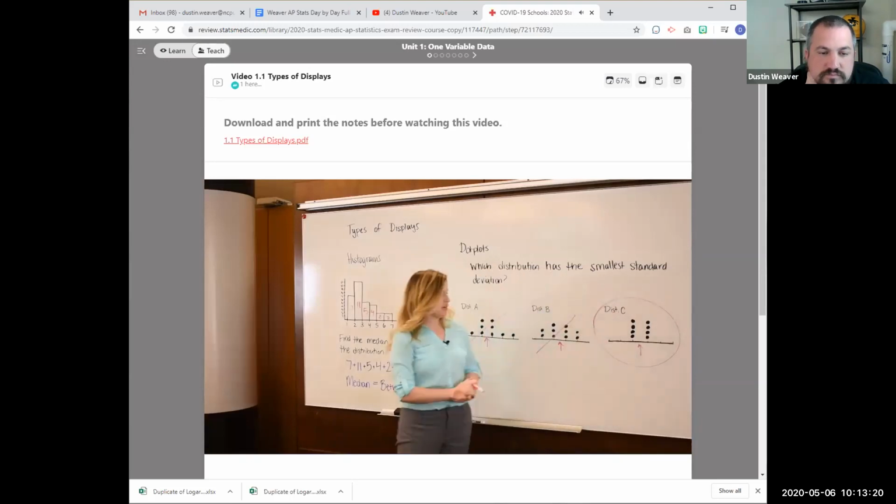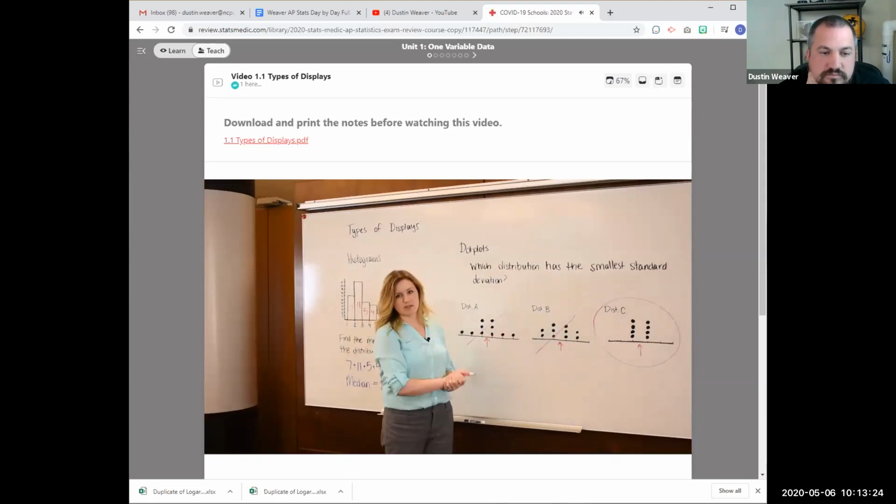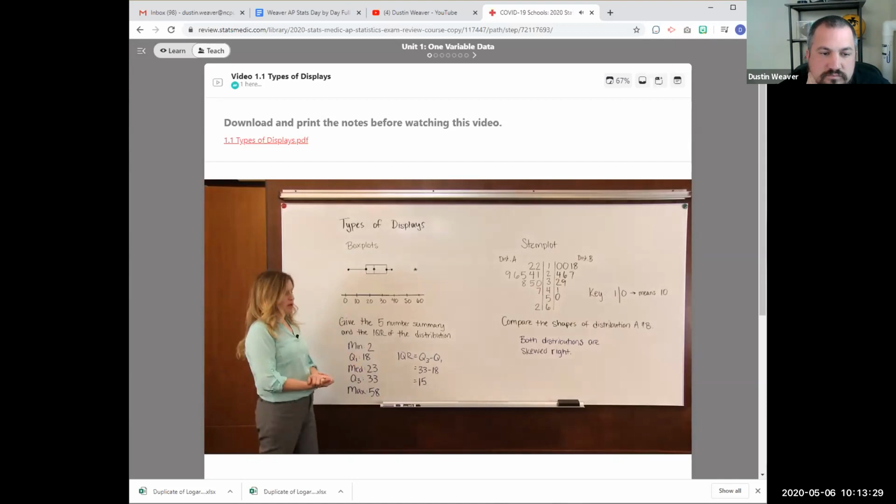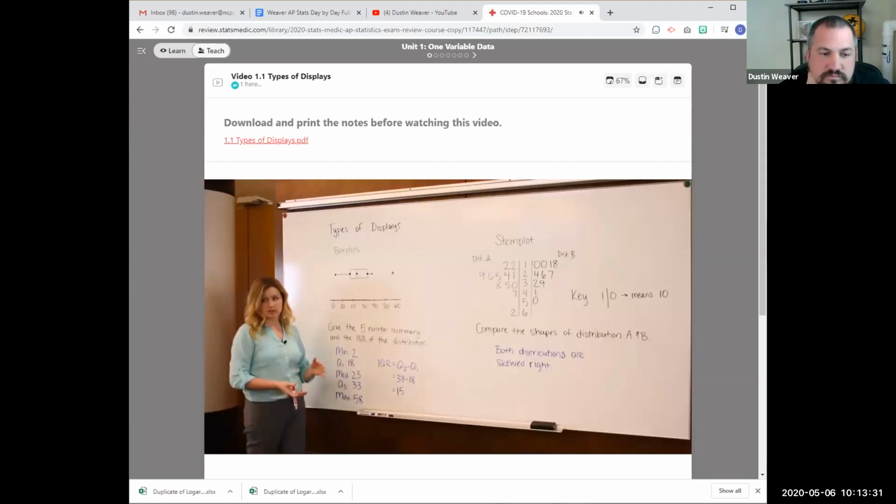So distribution C is going to have our smallest standard deviation because we have the majority of the dots right in the center towards the mean. So on the AP exam, when you're given a box plot, often they'll give you multiple box plots and ask you to compare.